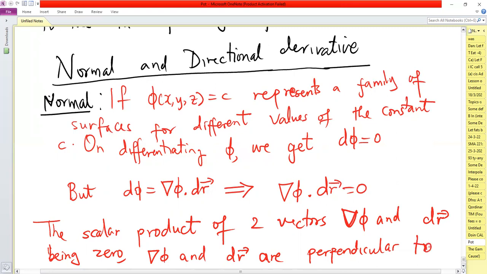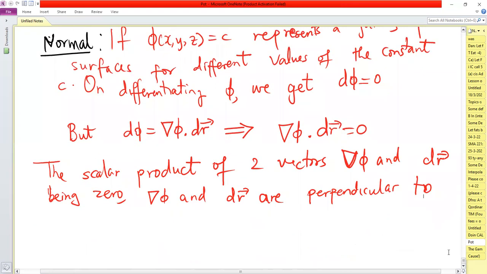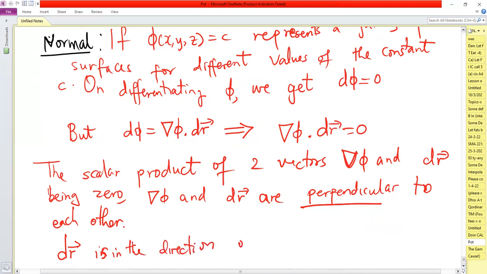because the dot product of these two vectors results in a value of 0, they must be perpendicular. That's the definition of perpendicular vectors: when you dot them, you always get 0. So the dr direction is the direction of tangent to the given surface.